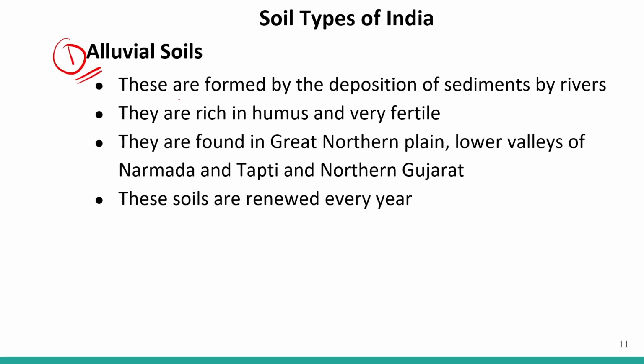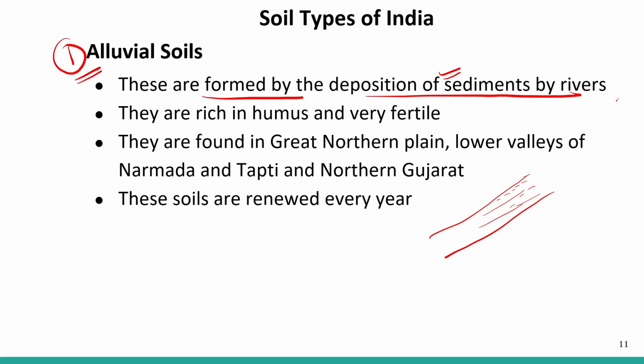First one is alluvial soil. They are formed by the deposition of sediments by the river. Means the river is flowing, right? And they bring a lot of silt with water, right? They are coming from the top of the mountain sometimes, and they bring a lot of soil particles. So these soil particles get deposited at the bank of the river. The sediment that is brought by the river gets deposited at the bank of the river.